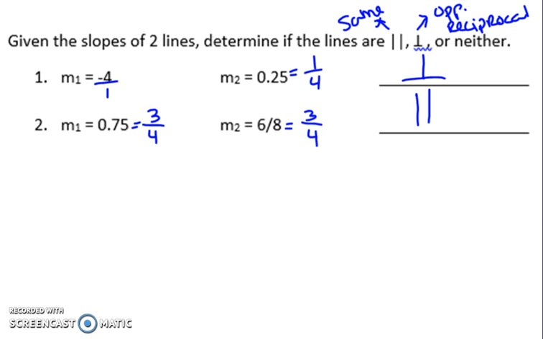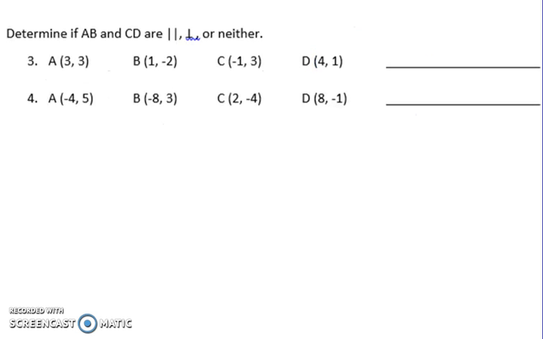Don't forget, if you multiply, you should get negative 1 if they're perpendicular. For parallel, we can't check the multiplication part, but they're the exact same number. So it's just little tricks to help you along the way.